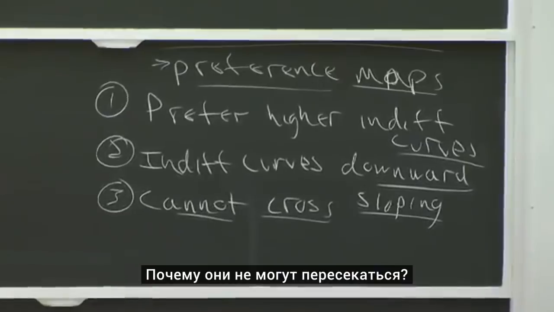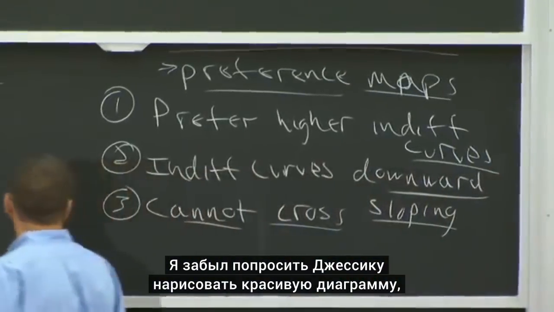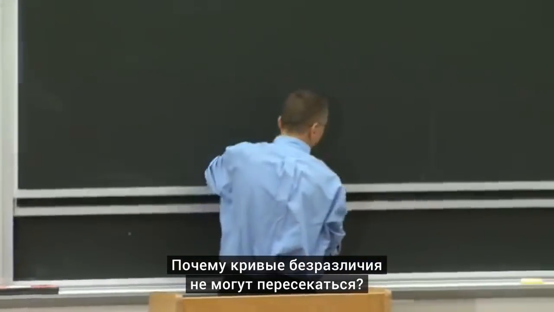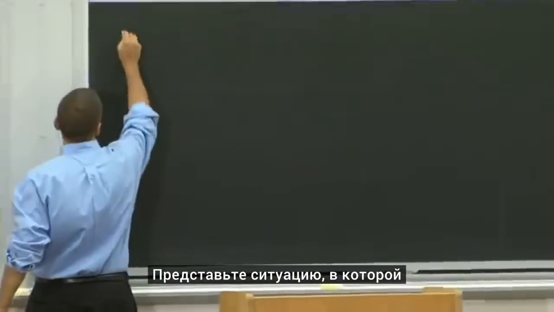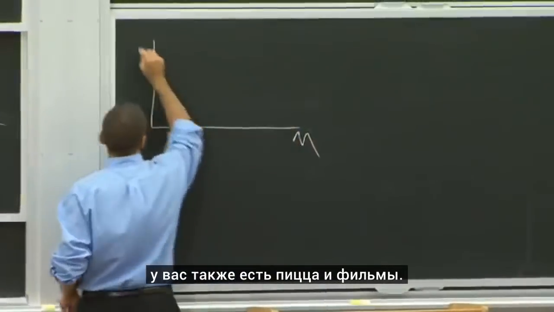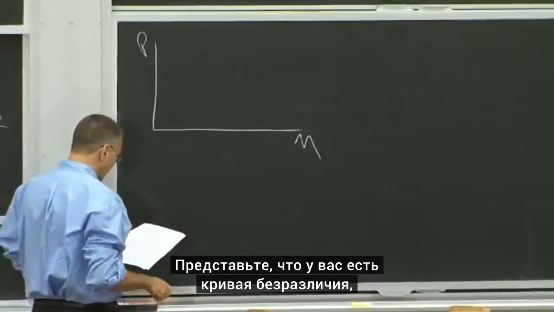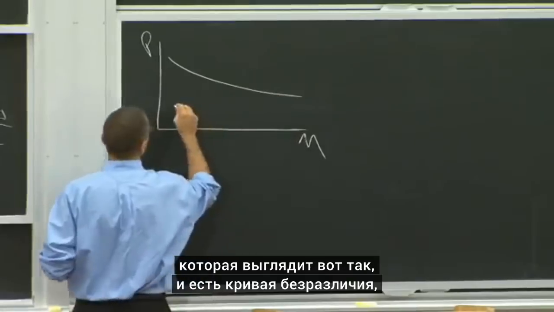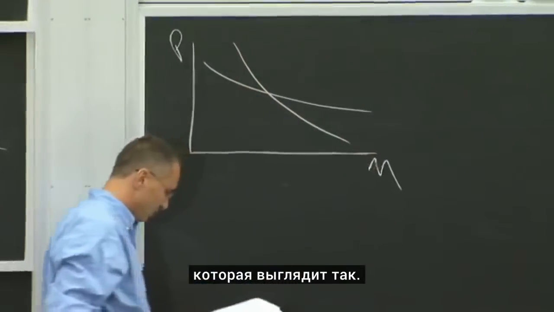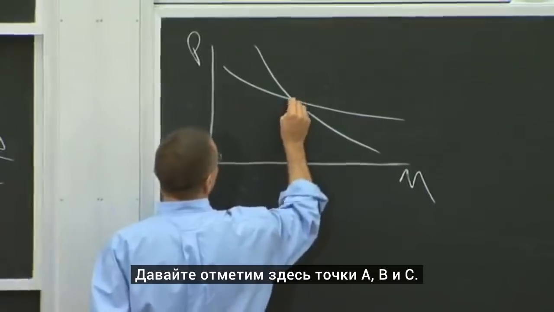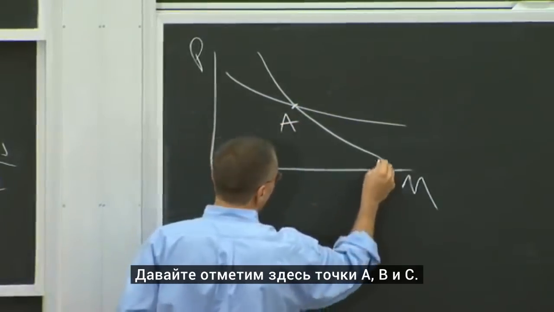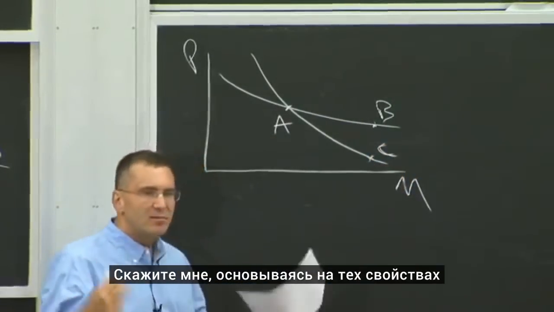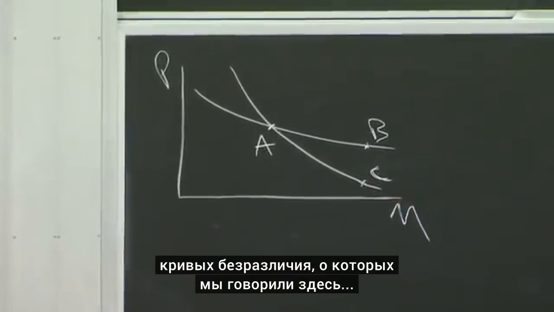Why can't indifference curves cross? Well, I forgot to have Jessica do a pretty diagram, so you have to deal with my ugly handwriting here. Imagine a situation where you have your pizza and your movies, okay? And imagine you have one indifference curve that looks like this, and one that looks like this. Two indifference curves. And let's label these points A, B, and C.